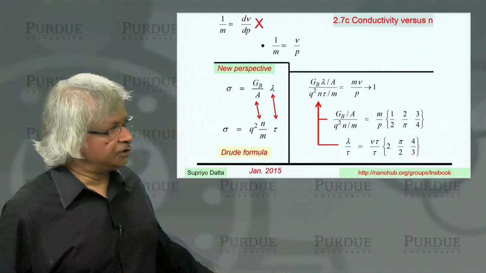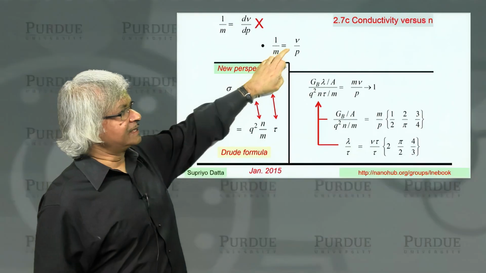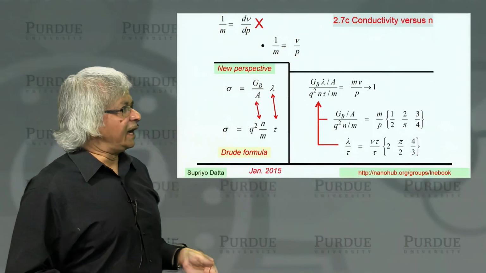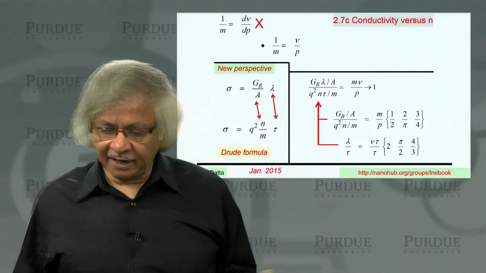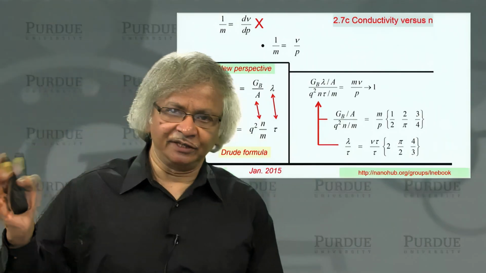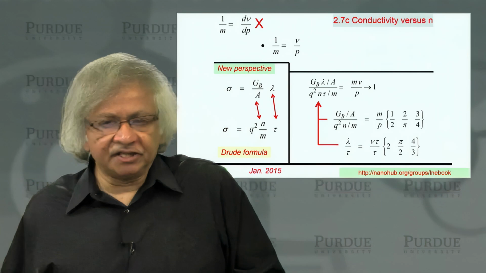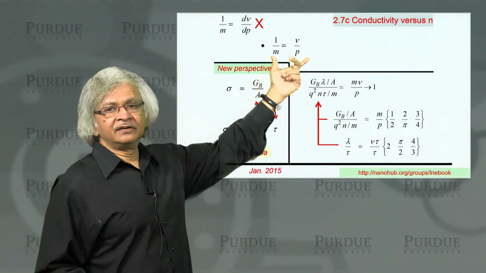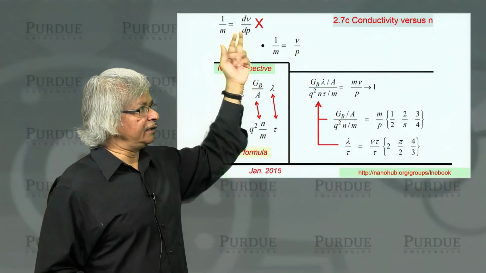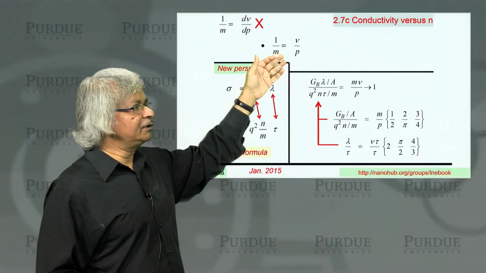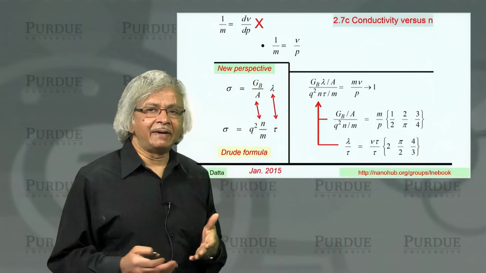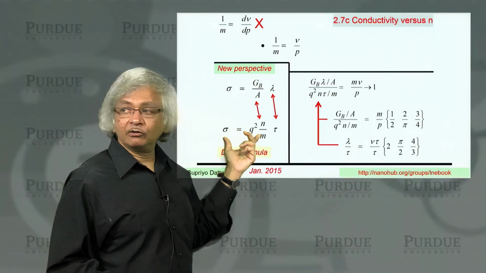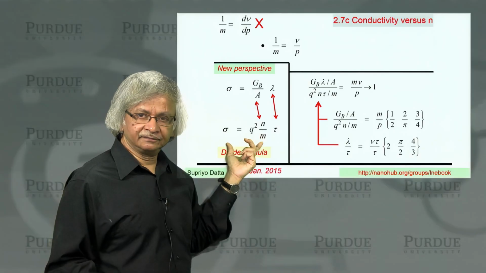The correct relation to use is that 1 over mass is v over p, not dv/dp. See? And the thing is, in parabolic bands, those two are the same thing, so it really doesn't matter. But in general, those two are not the same thing, and what we want in this context is really this quantity and not that one. So why do I say that? Well, for that you have to look back at the derivation of the Drude formula. How is the Drude formula actually derived?